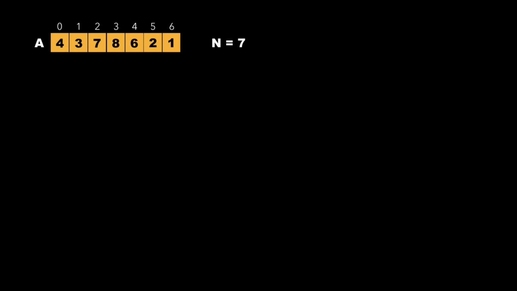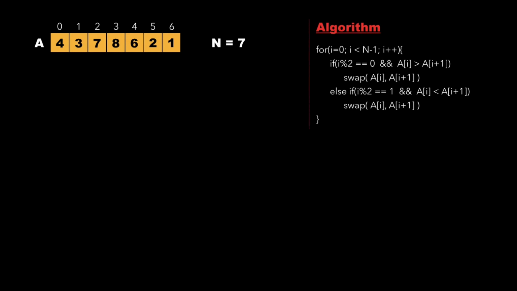Let's consider the same example as given in the question where the size of input array was 7 and the array elements were 4378621. The right side of the screen shows the algorithm where we first traverse the array from first element to the last second element, that is from i = 0 to i < n - 1. And at each traversal we check whether the index i is even or odd, and if it is even then we check for the condition if A[i] > A[i+1]. Since 4 is greater than 3, therefore we swap A[i] with A[i+1], that is we swap 4 with 3 and increment i.